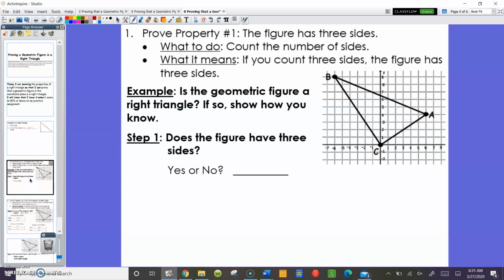Example: is the geometric figure a right triangle? If so, show how you know. So here we are given a figure and we need to figure out if it's a right triangle. First we need to prove property 1. The figure has three sides, so we're going to count the number of sides. 1, 2, 3. If you count three sides, then the figure has three sides. So for step 1, does the figure have three sides? Yes or no? Yes.